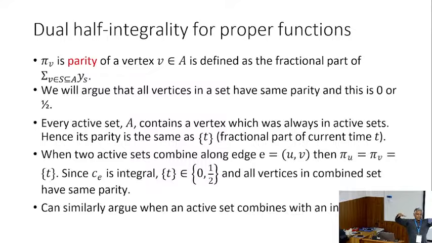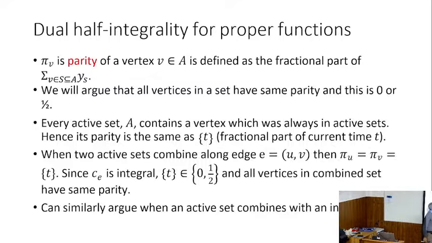All vertices in this set have the same parity, right? Now look at this edge, which is integral. It's getting tight. What does that mean? That means that its two endpoints, when it becomes tight, should have a parity of half. That's because they have the same parity, which is the current time, when this thing got merged.